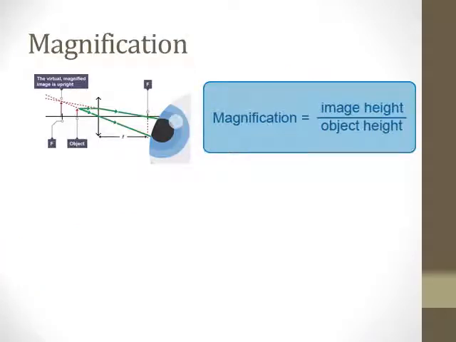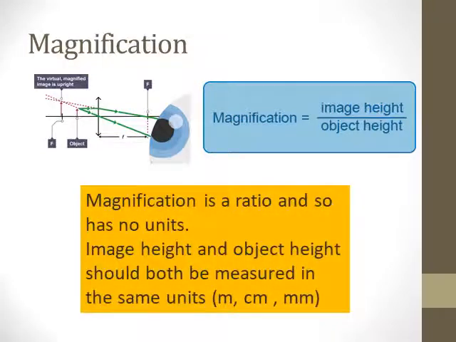When an image is formed by a lens, it'll be a different size to the object. When you work out the magnification, you just divide the height of the image by the height of the original object. It just comes out as a number, so it doesn't have any units, but do make sure that you measure the height of the image and the height of the object in the same units. So centimeters divided by centimeters, or meters divided by meters, and so on.